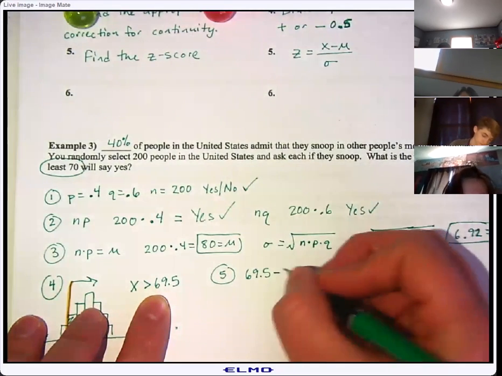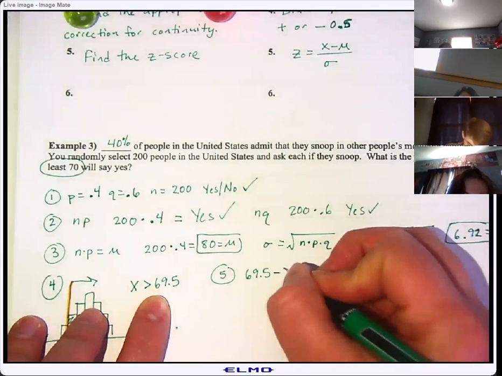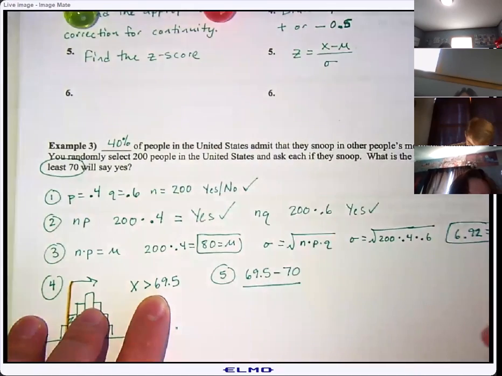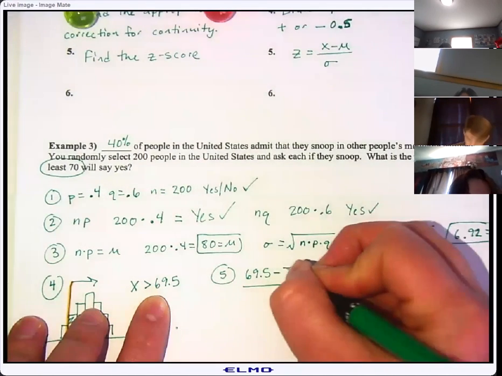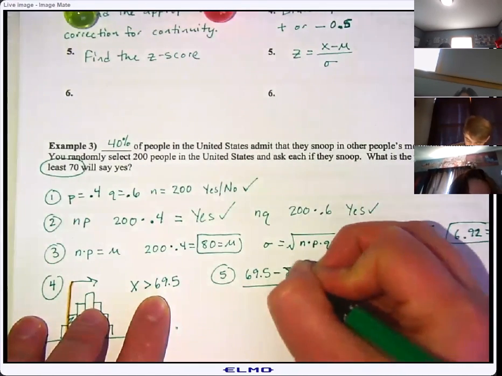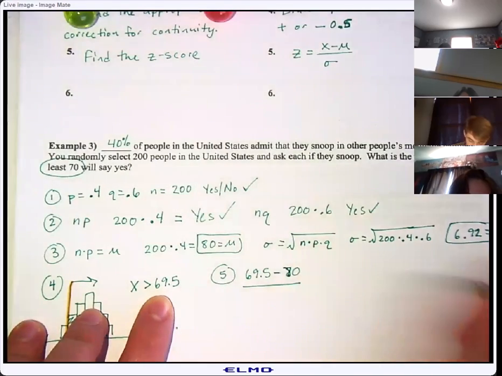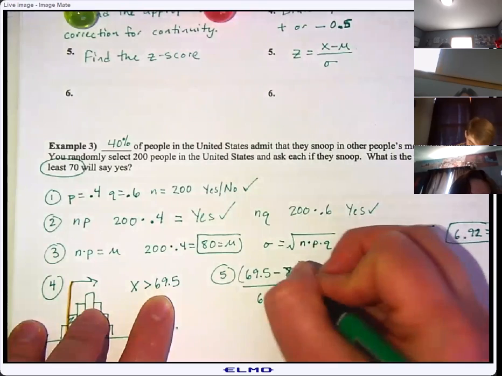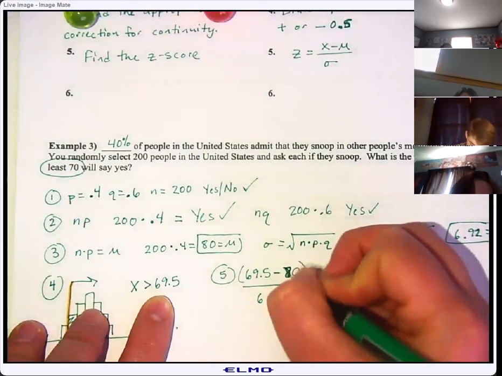Cool. All right, so 69.5 minus 70 over sigma, which, no, not 70, minus 80, right? 80 was our mean. And our standard deviation was 6.92. So where did the 70 go, guys? Because 70 is in the problem, so where did that go?